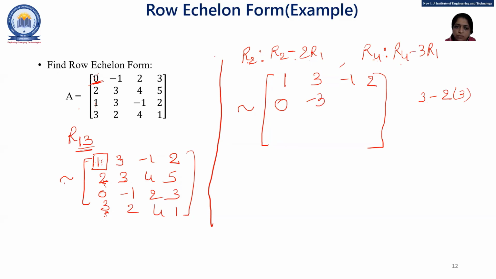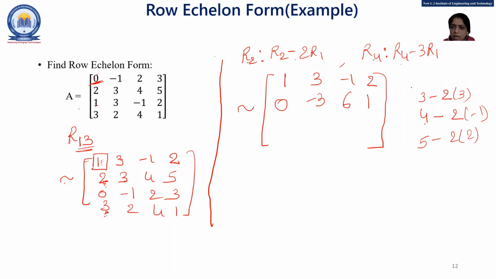Similarly for this one, R2. R2 is 4 minus 2, and what is my first row element? That is minus 1. So 4 minus minus plus, that is 6. And for the last one, 5 minus 2 into 2. So 5 minus 4, so 1.